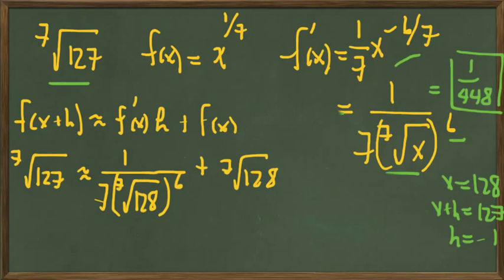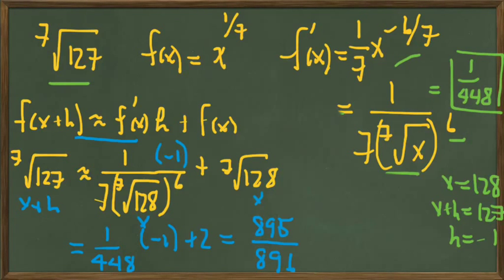So let's plug everything in and see how good of an approximation to the 7th root of 127 we can get. So we use this formula again. Our x plus h is 127, f is the 7th root, our x is 128, our h is minus 1, and f of x is the 7th root of x, which is 128. So plugging in, we get 1 over 448 times the minus 1 plus 2. Notice that this is a negative expression, so it's less than 2 as it should be. And so let's get an approximation for this. 895 over 896. Excuse me, that should be 895 over 448.